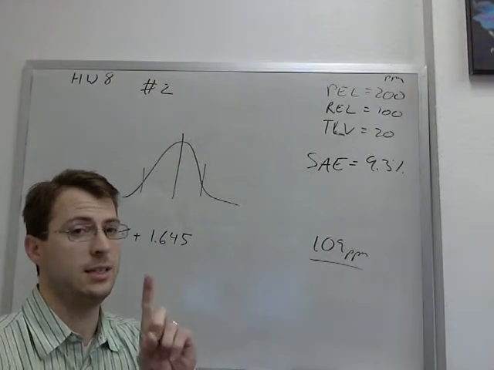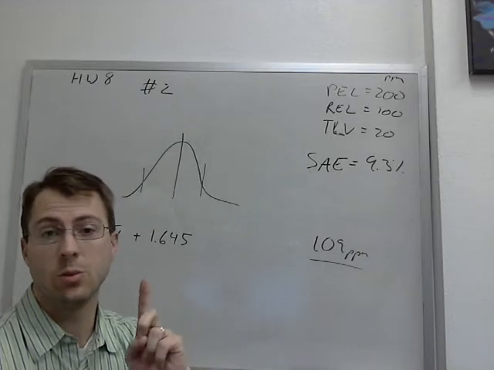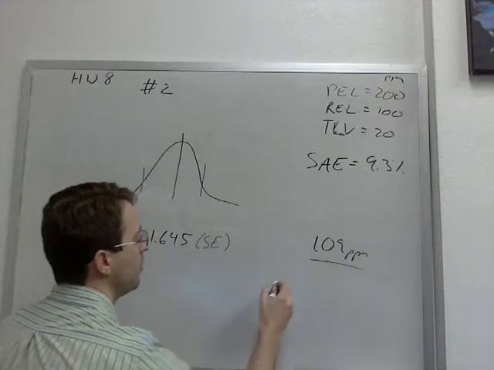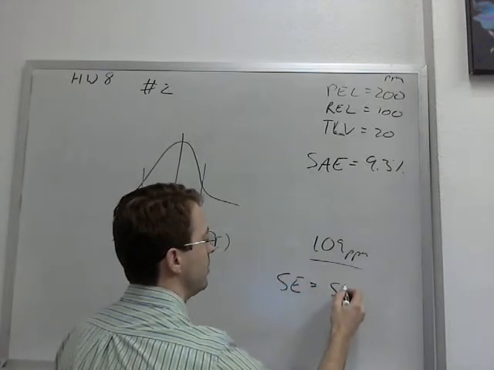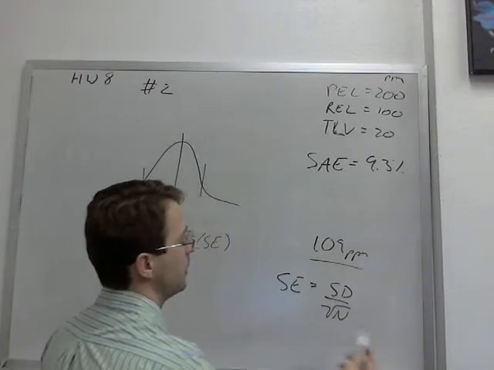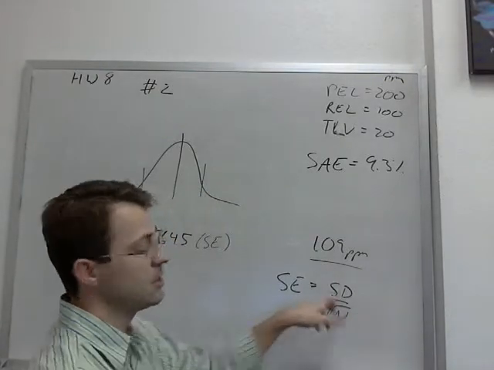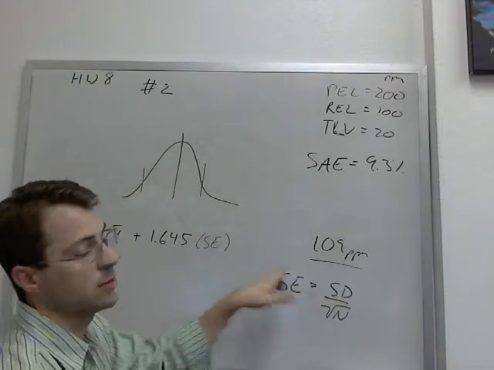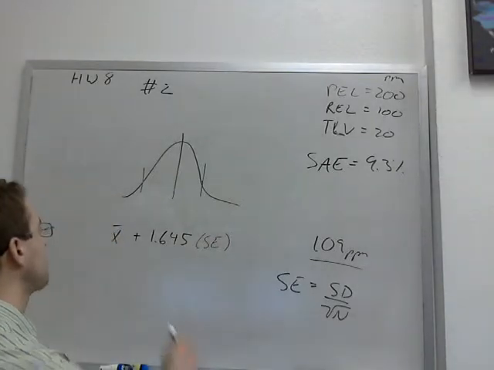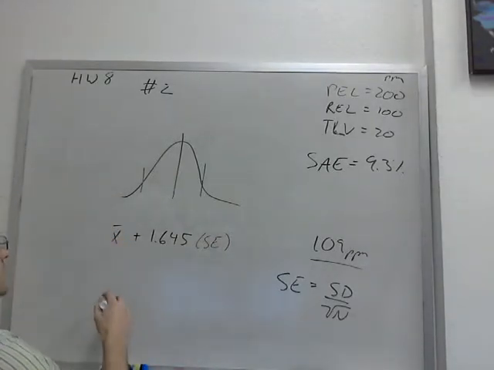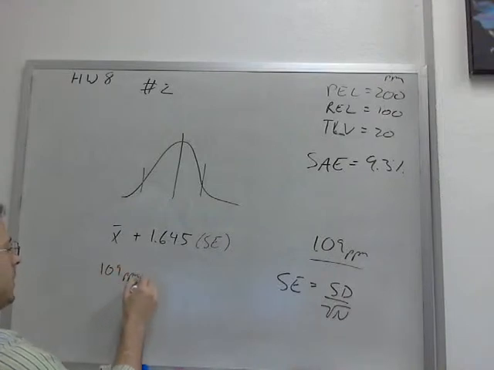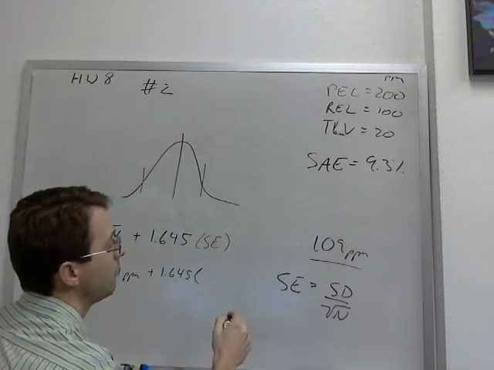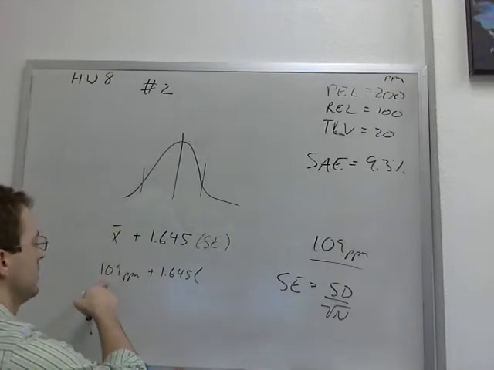Typically, OSHA is going to try to collect a single sample, so that n is equal to 1. But it should be times the standard error. If you remember, standard error is equal to the standard deviation divided by the square root of n. So if you've only got one sample, then standard deviation and standard error are the same thing. If you've got 3 samples like we have today, then the standard error and standard deviation will not be the same thing. So our average is 109 ppm, and then 1.645 times 9.3%.